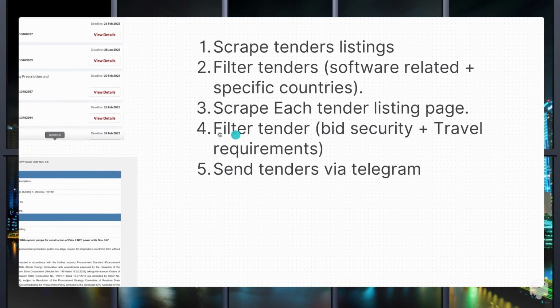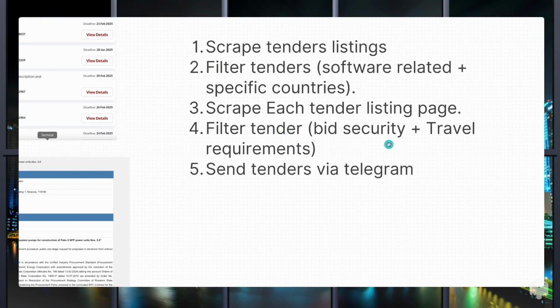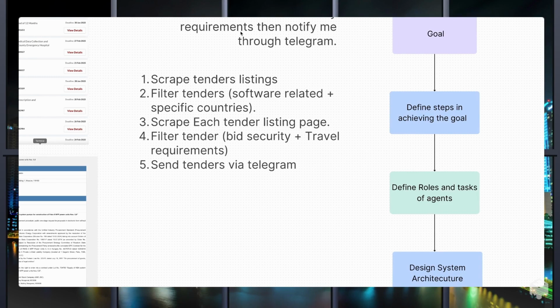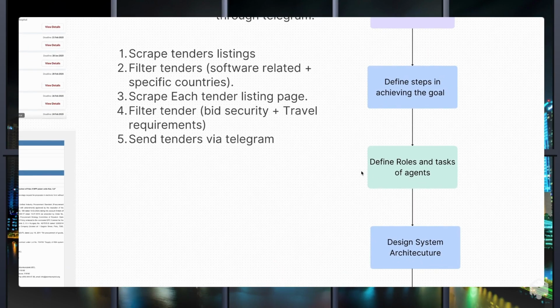After it scrapes each tender, it would have to go through another filtering process. For example, maybe filter out every tender that requires a bid security of 100,000. After the second filtering is done, I would want the list of final tenders to be sent to me and my team through Telegram. So now, after I defined my steps in achieving the goal of finding the tenders, this is how I defined the roles and tasks of the agents.